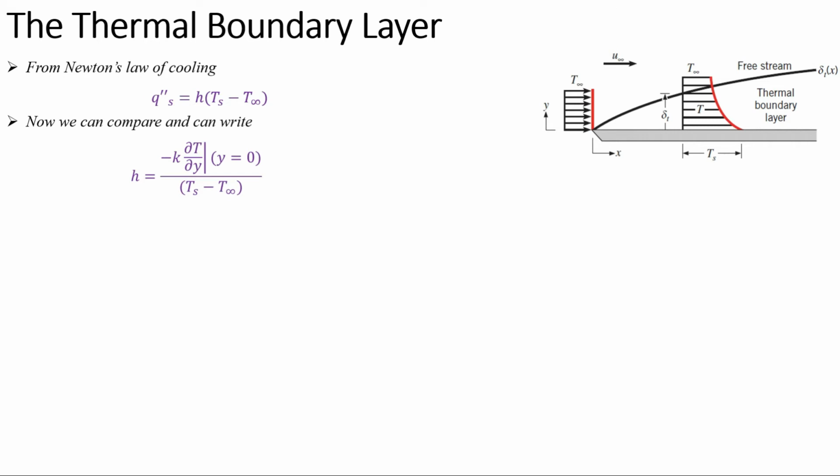So if you know the temperature profile within the thermal boundary layer, then you can calculate the convective heat transfer coefficient, because k is the fluid property, the thermal conductivity, and it is a material property. Ts and T infinity can be measured by using any temperature measurement device. T infinity is the free stream temperature, and Ts is the temperature of the surface. So if you know just the temperature profile, you can easily determine the convective heat transfer coefficient.